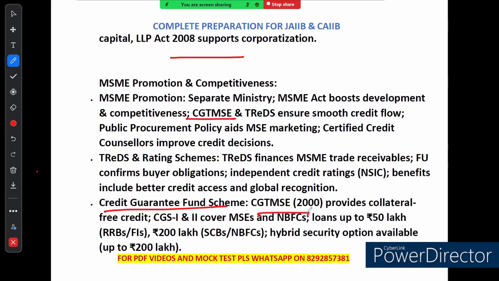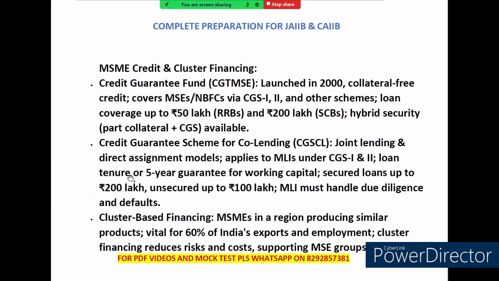These loans are backed by the government, offering up to rupees 50 lakh for the small bank, and up to 200 lakh, that is 2 crore, for the larger banks like SCB, NBFC, RRB, FI. There is also a hybrid option, where a part of the loan is secured with collateral and the rest is backed by the guarantee. That is called hybrid security, up to 2 crore, that is 200 lakh.